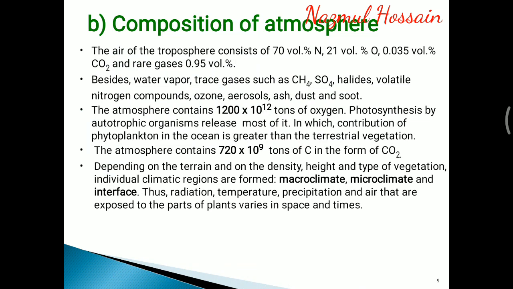Depending on the terrain and on the density, height, and type of vegetation, individual regions are formed: macroclimate, microclimate, and interface. Thus, radiation, temperature, precipitation, and air that are exposed to the parts of plants vary in space and time.